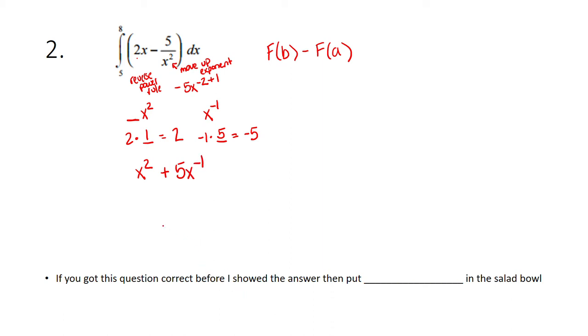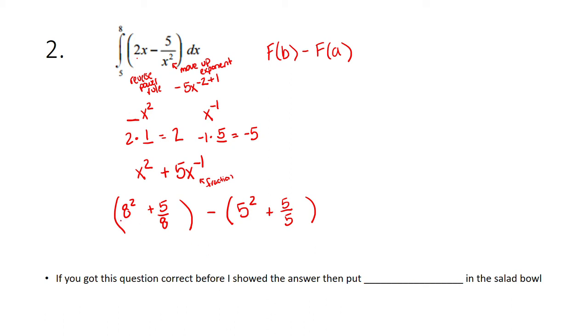Now let's plug in what we have. So we're going to do 8 squared plus 5. This x to the negative 1, that means it's a fraction. So it's 5/8. This is our first set. This is our f of b. Then we're going to do our f of a, which is 5 squared plus 5 divided by 5, because it's 5x to the negative 1 power.